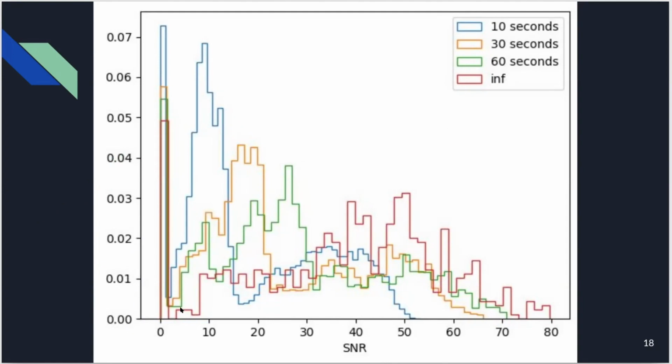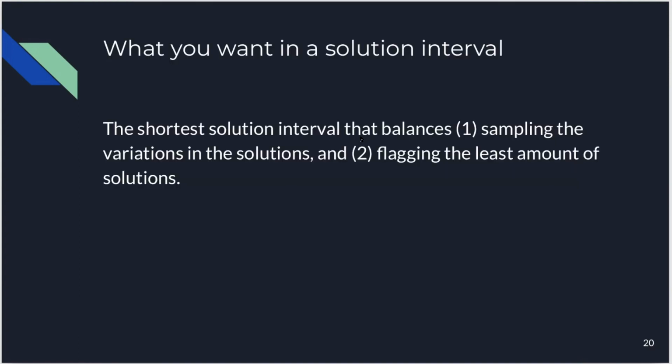But we want to balance flagging solutions in this area while also capturing the variations of the phases. And so again, yes, we have this movement of the signal to noise peak to higher signal to noise. So as I mentioned, you want the shortest solution interval that balances both sampling those variations in the solution while also flagging the least amount of solutions. So we'll want to be in the middle of those plots.